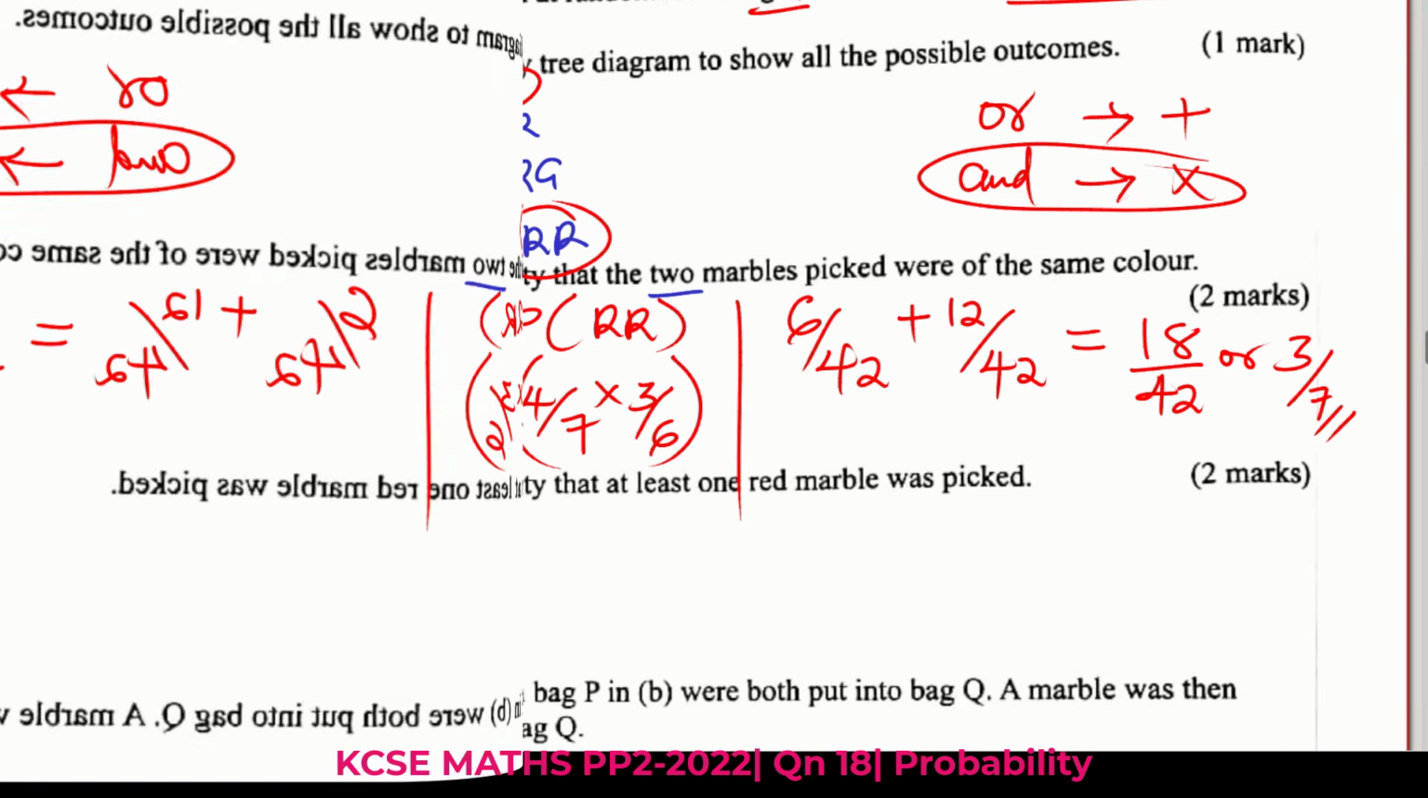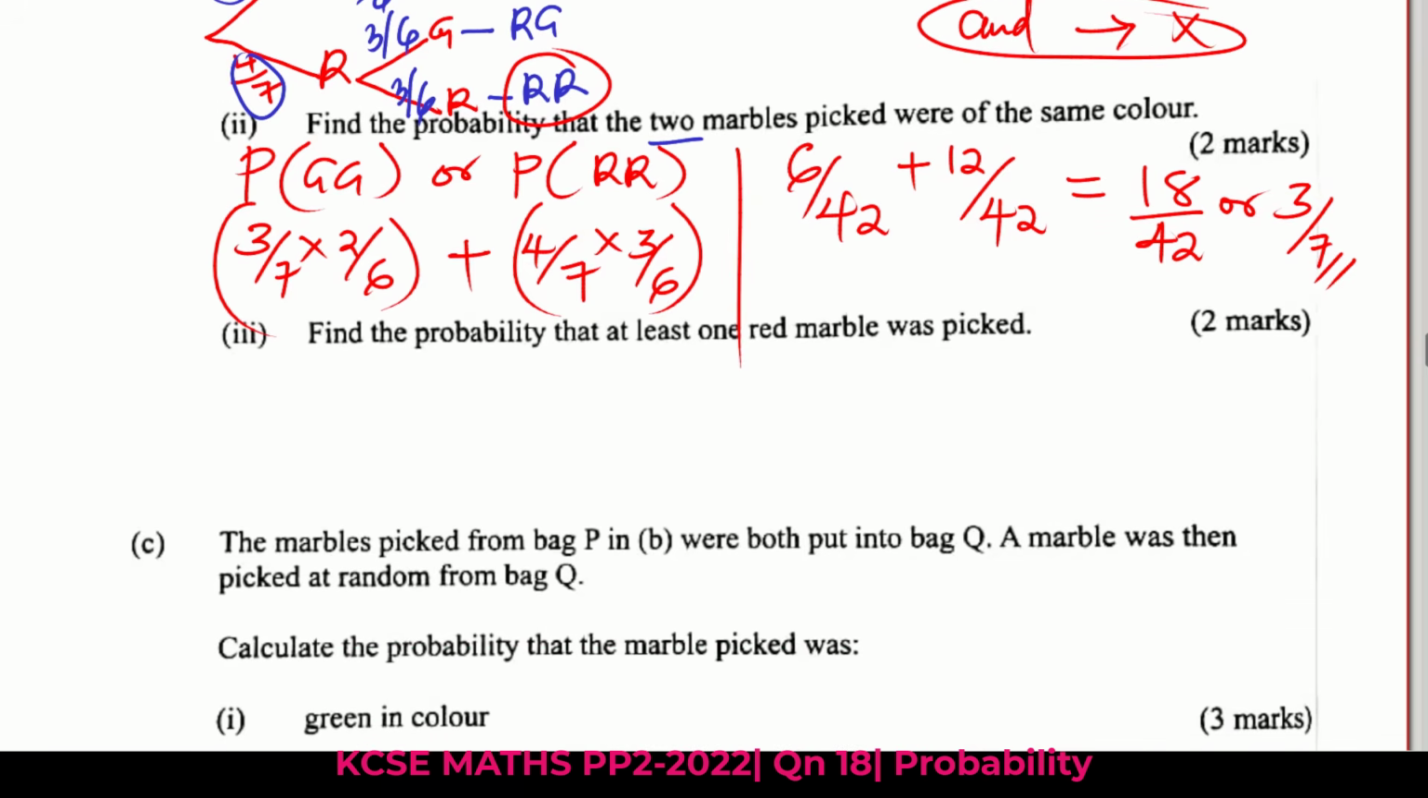Part 3: find the probability that at least one red marble was picked. What do you mean by at least one red marble? Remember they are just 2 marbles, so at least one means one or more. That is the meaning of at least.